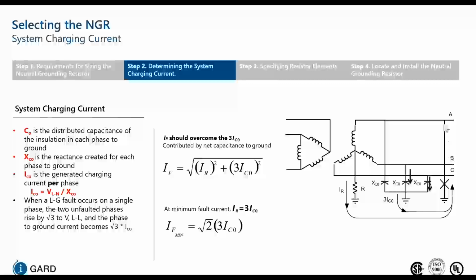One misconception that I've come across a lot is that the capacitive current goes through the resistor. It does not go through the resistor. The capacitive charging current goes through the two unfaulted phases.